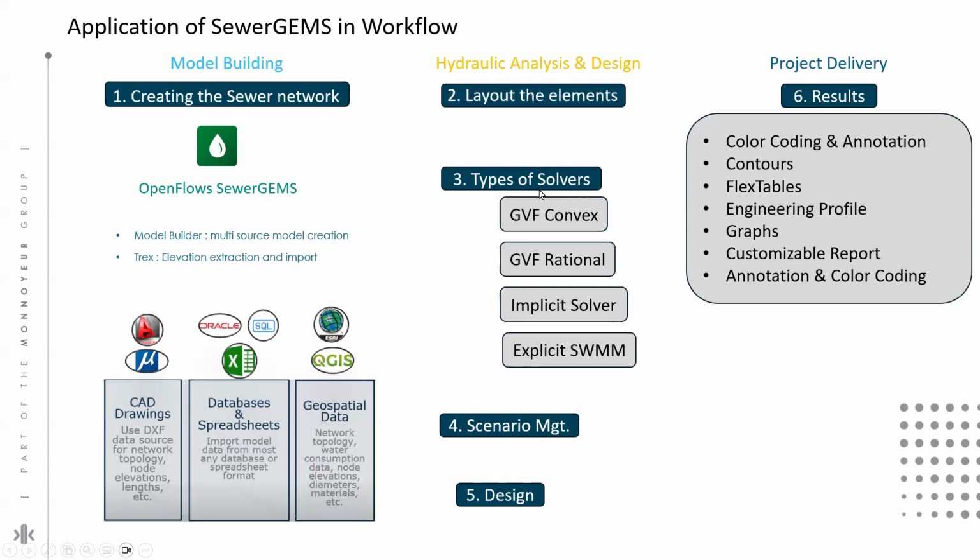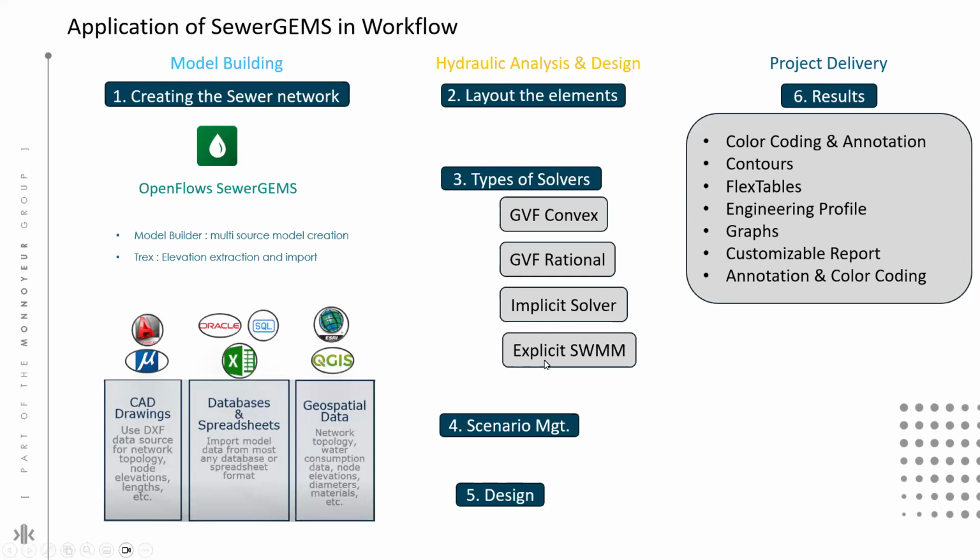Then it is very important for you to know which solver you are using. Gradually varied, if you are going for GVF Convex, or for peak flow if you are going for GVF Rational, or the implicit solver. Dynamic, if you want to use the dynamic solver, like if you are going for combined sewer and storm as well. You can go for the implicit solver. And then if you are working with any SWMM database, we can select the solver as SWMM also. So it is very important which solver you are going to select within SewerGEM CONNECT Edition.